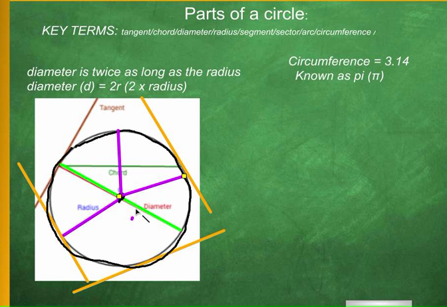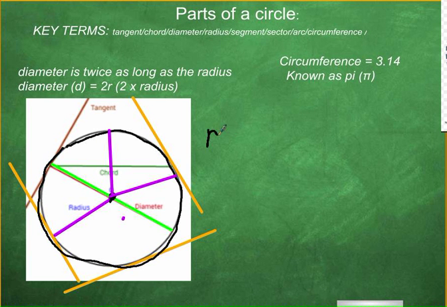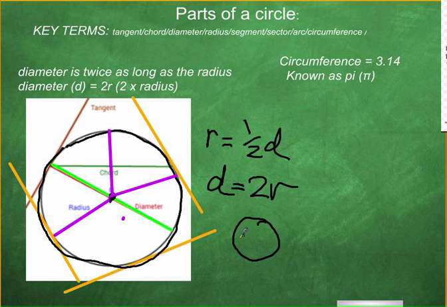All right. And the radius of any circle, and I'm going to use R for radius, the radius is half of the diameter, D for diameter, or the diameter equals 2 times radius. For example, if there's a circle and here's the diameter and it's 10, okay, the radius will be 5. That's diameter and radius.